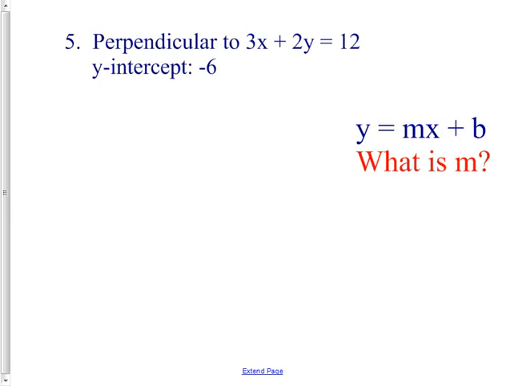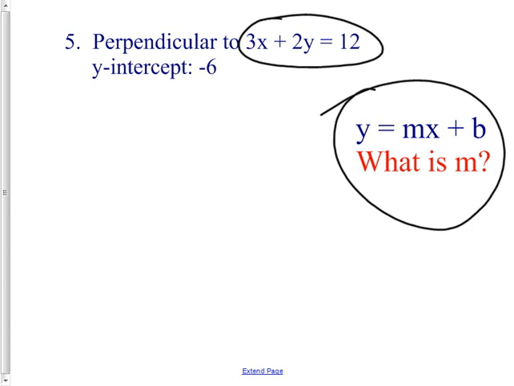This one's perpendicular to, and it's got the equation all jumbled up. So solve it first. Figure out what it should be for a slope. Then it's got a y-intercept, so right away I wouldn't use the big long form. I'd use this form because it'll be a lot faster. Tell me what you think this one is.